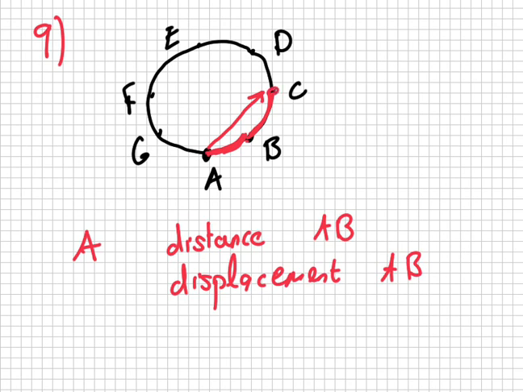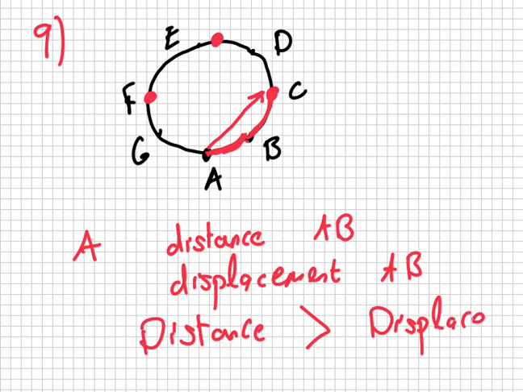Now, when she's at C, which is bigger, the distance or the displacement? Displacement. Now, what about when she's up here? Which is bigger? Distance. And when she's like over here? It's still distance. So do you get the idea? When you're going in a circle, the distance you travel is always more than the displacement.